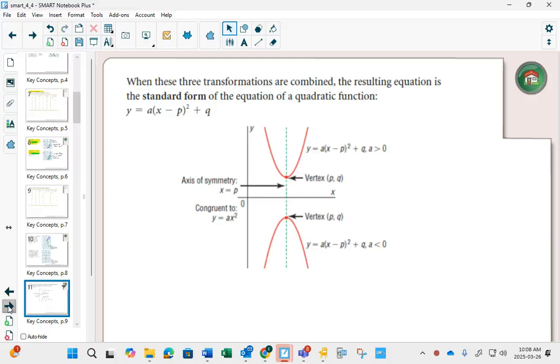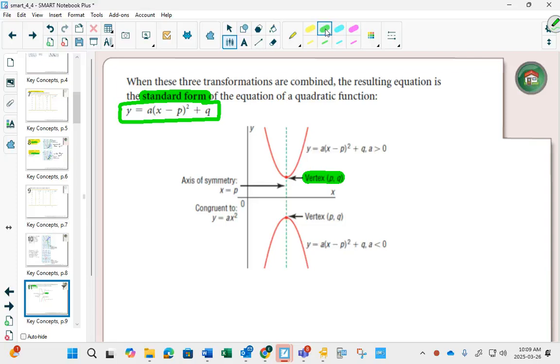So finally, if we have what is called the standard form, this is on your formula sheet as well. The standard form is right here. This is a very helpful form, because if you have the standard form, you know your vertex. You know that your axis of symmetry always goes through the x-coordinate of your vertex. And then you can use your a value to tell you if it opens up or opens down, and whether it gets wider or narrower than y equals x squared.